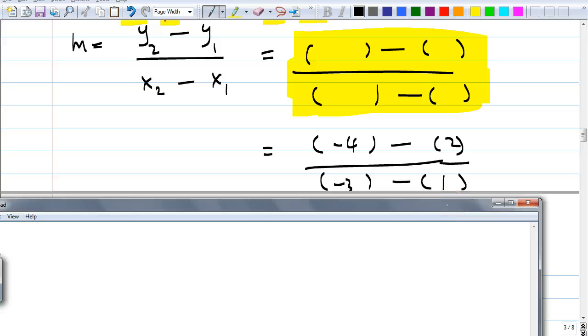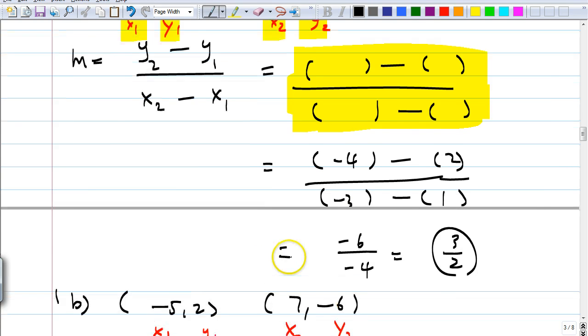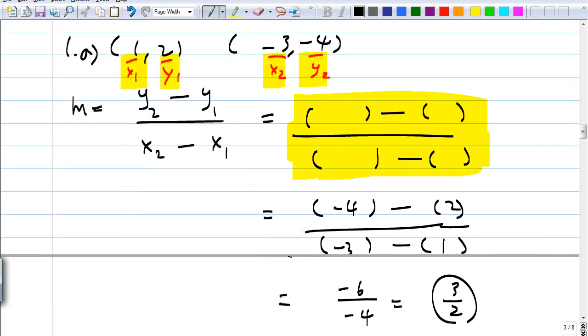Okay, did you all get this? Did you all plug it in correctly? Negative 4 minus 2 over negative 3 minus 1. So what is negative 4 minus 2? We'll make it into addition: negative 4 plus negative 2, correct? Over negative 3 plus negative 1. Guys, if you're not careful, it's really easy to make silly mistakes. How many people got 3 over 2 as the answer? Positive 3 over 2, right? Some of you asked, could we have done y sub 1 minus y sub 2 over x sub 1 minus x sub 2?